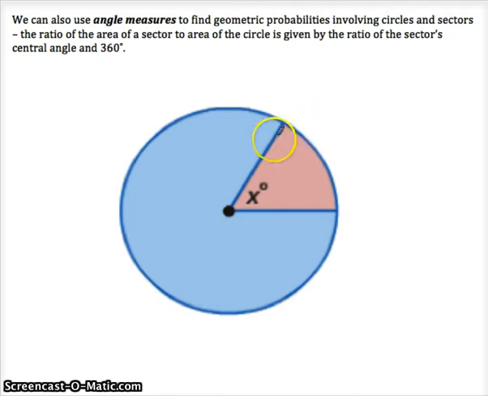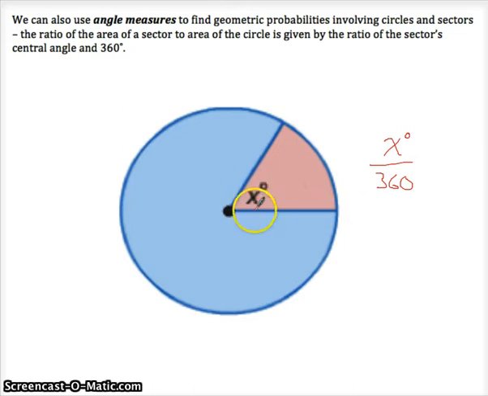Okay, you can also do that with sectors of a circle. If we take this area and divide it by this entire area, remember the way we figured out sector areas: it was always x degrees out of 360 times the circle area. If we divide that by the circle area, the circle areas cancel.